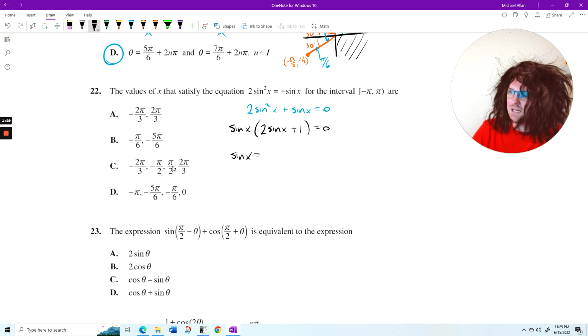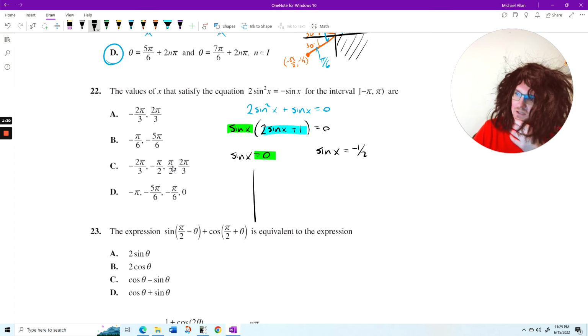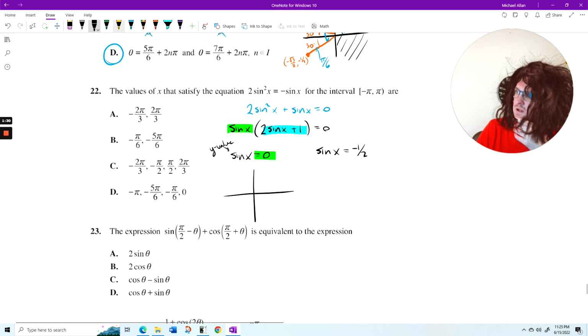We've got to make sure: when is sine equal to 0, because of this piece here? And then for the other part, when is sine x equal to negative a half? So sine x is equal to 0, because remember this is the y values. When is y equal to 0? It's equal to 0 here and here, at these 2 points: 1, 0, and negative 1, 0. So at 0 and 180.